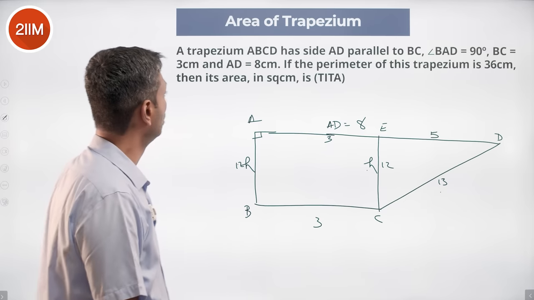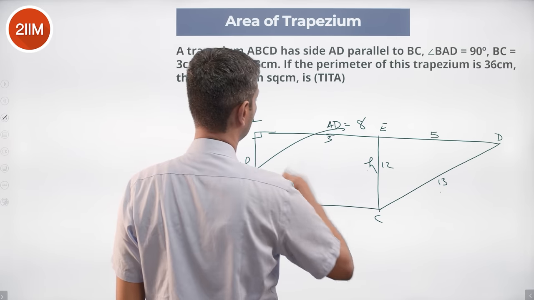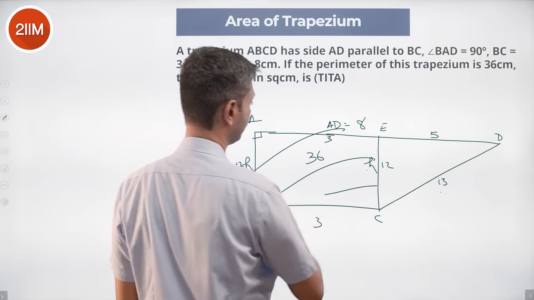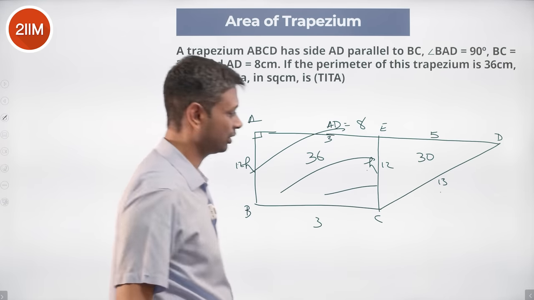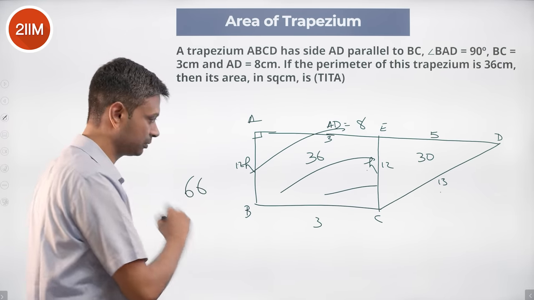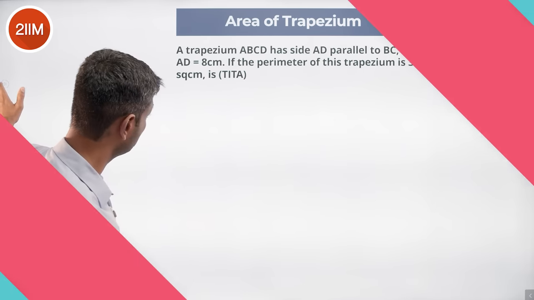What is the area in square centimeters? The area of this rectangle is 3 into 12, 36. This is half into 5 into 12, which is 30. 36 plus 30 is 66 square centimeters. Half into base into height, length into breadth. 66 square centimeters, we are through.